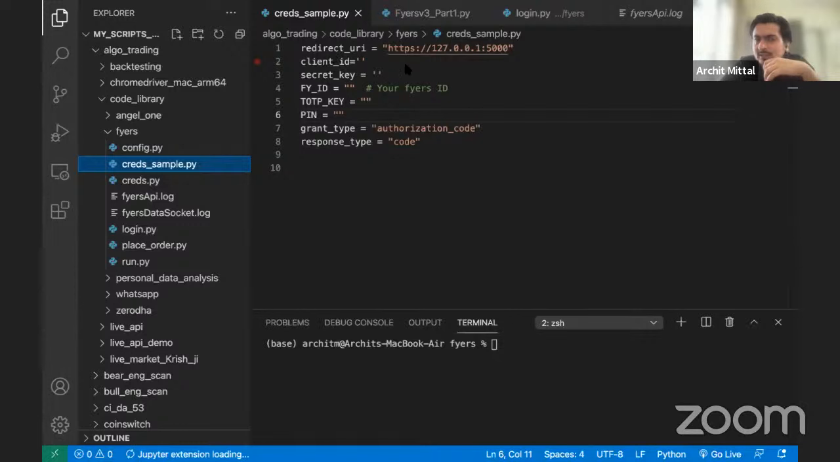Right. The values which you are seeing as they are, like the redirect URL, grant type, response type, you don't have to think much about these things. You have to keep them as they are. And here you have to fill in all the other things.